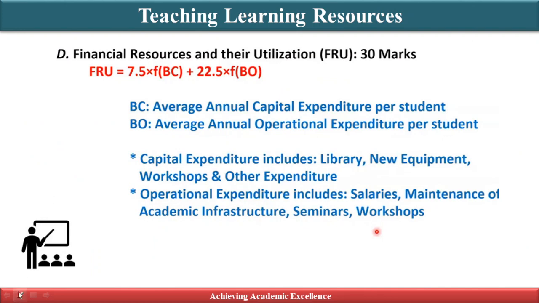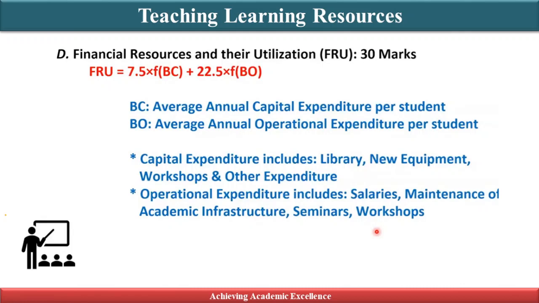The last parameter is FRU. FRU means financial resources and their utilization. What is the meaning of this FRU? The last component level metric in TLR is FRU, financial resources and utilization, which carries 30 marks. The 30 marks are further divided into 7.5 marks for capital expenditure and 22.5 marks for operational expenditure.